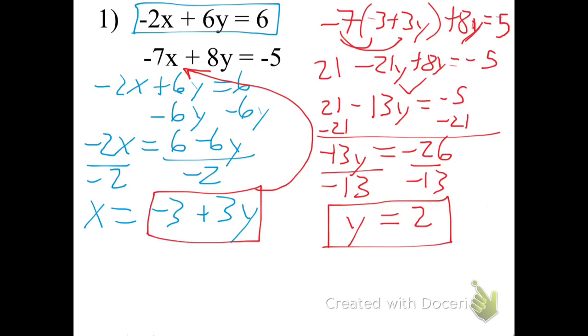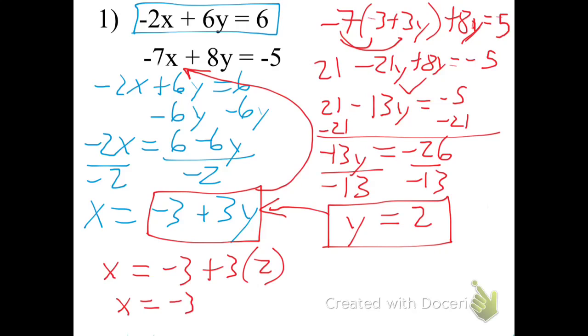Y is 2. I'm going to take that, I'm going to plug it into that one for the y to figure out what my x is. X is -3 plus 3 times whatever y is, which is 2. So you get x equals -3 plus 6, which is just 3. So I now got x equals 3. So as a point, it is going to be 3, 2.